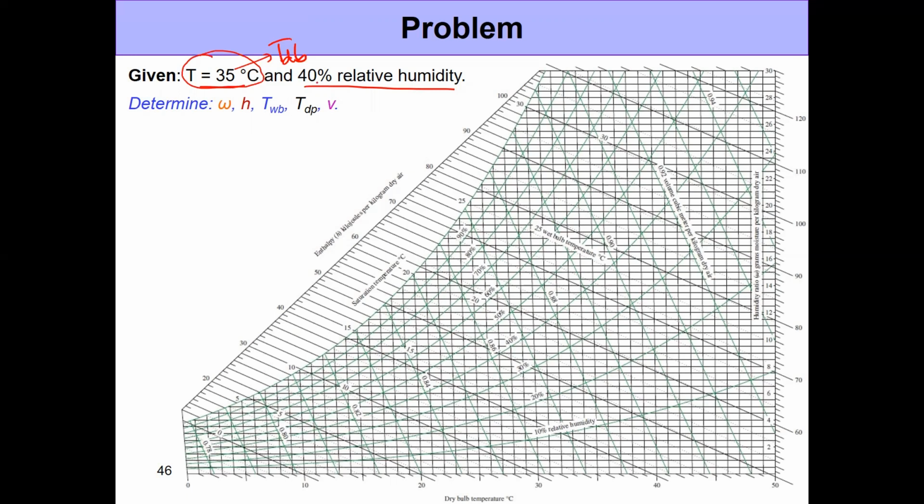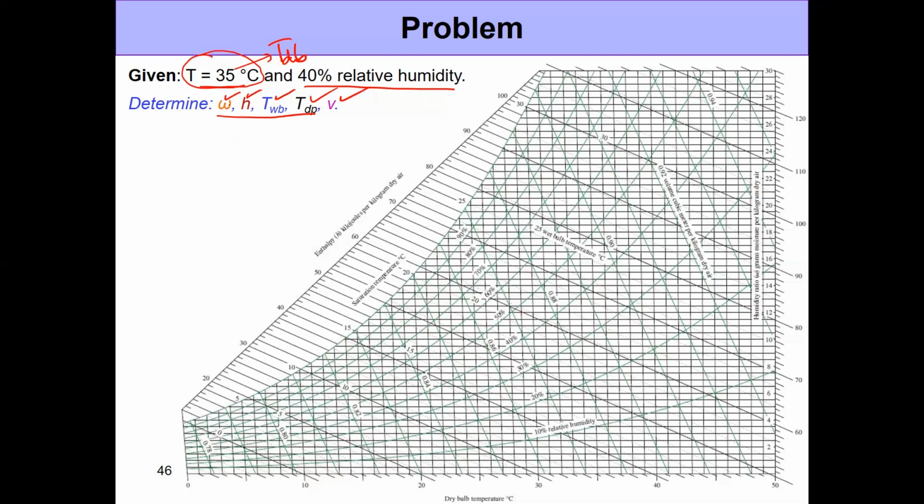So these are the two things that are given. We have two properties, and we know from the state postulate that if you have any two properties, we can completely define the state of a system and then get everything else from there. So now we're going to make use of these two properties and then determine the rest of the things that we need here, which are humidity ratio, mixture enthalpy, wet bulb temperature, dew point temperature, and also the volume per unit mass of dry air. Okay. Now I have color coded them to indicate the lines that I'm going to use to pick up these values from this chart that's given here.